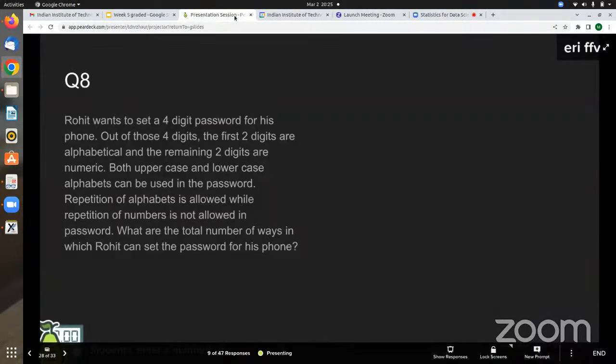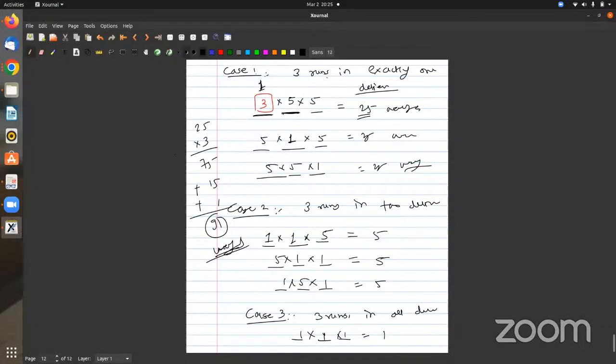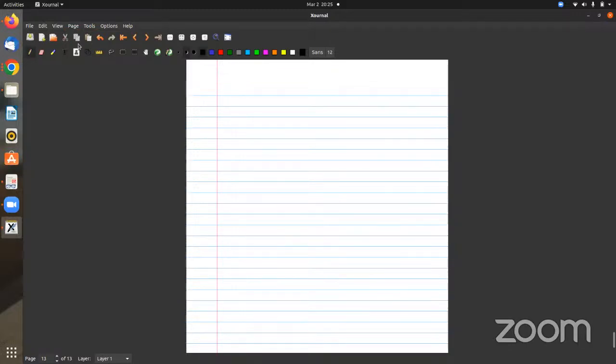Shall we discuss the solution then? Let's discuss it. First of all, tell me how many digits or places we need to fill. Four digits, so we have 4 places.